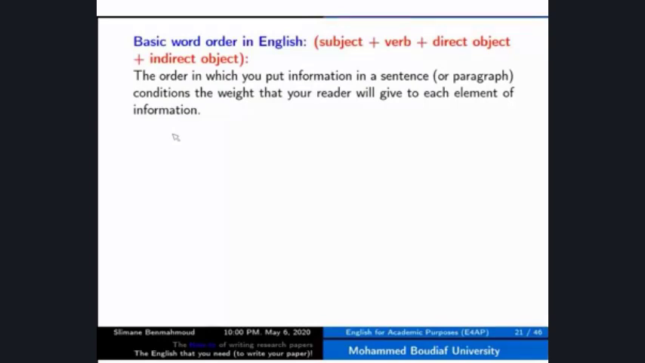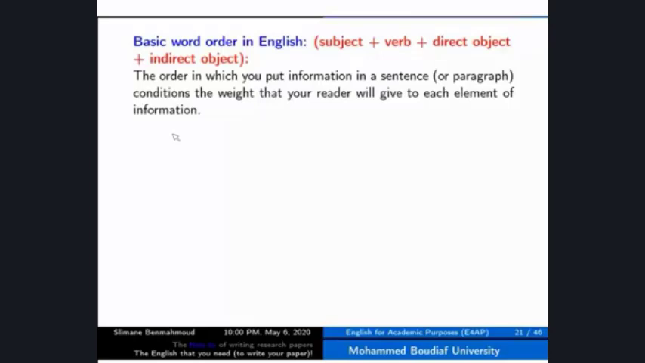What does this mean? This means that the position of any word in a given sentence that you are writing or speaking, these positions will condition the weight that the reader will give to it. It means that it will affect its meaning. If we want to model this mathematically, we can say that the reader's understanding will be a function of the word's positions in a given sentence.